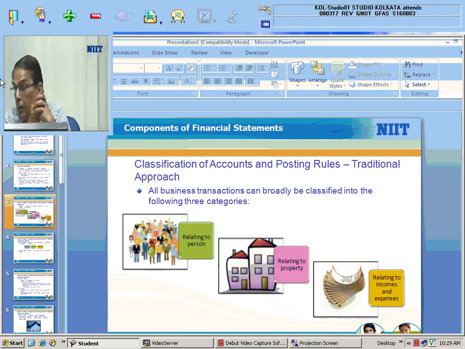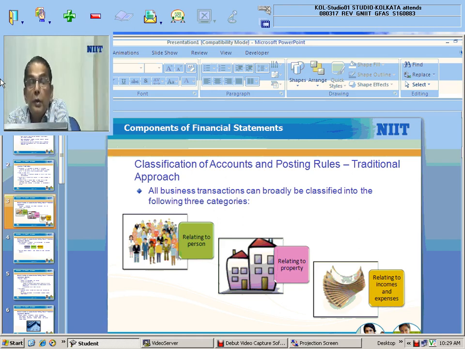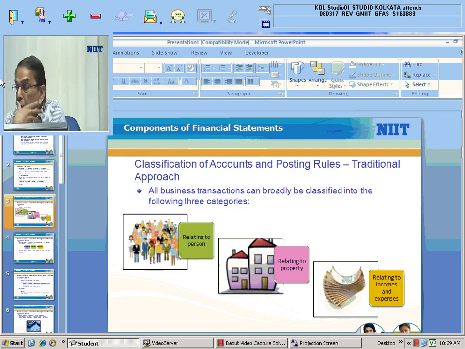Now when you talk about the traditional approach, there is some classification of the accounts and posting rules we have to follow. The principle of double entry system of bookkeeping requires that we have to classify accounts. Various accounts can be classified into different kinds of types, and then certain posting rules should be followed for recording the transactions. So if you look at any business transaction, it can be broadly classified into three categories.